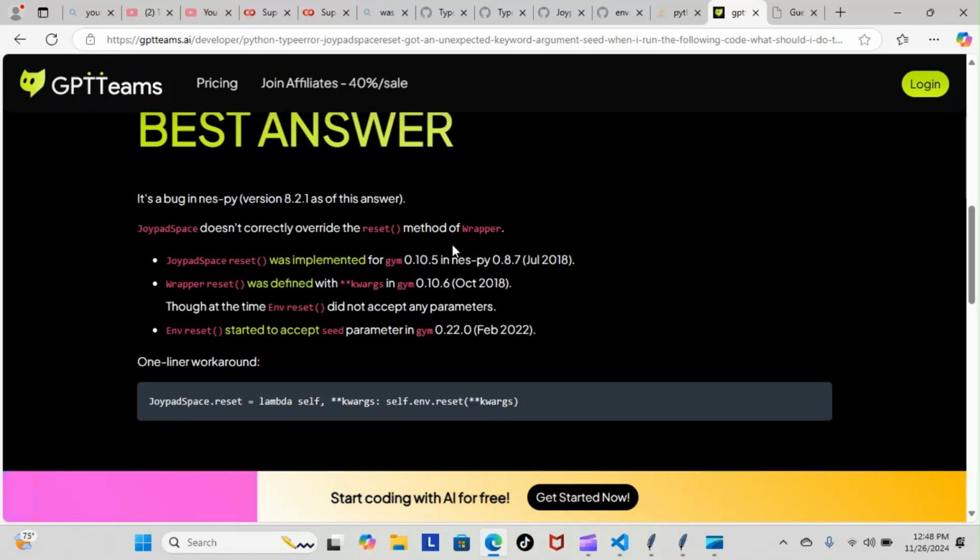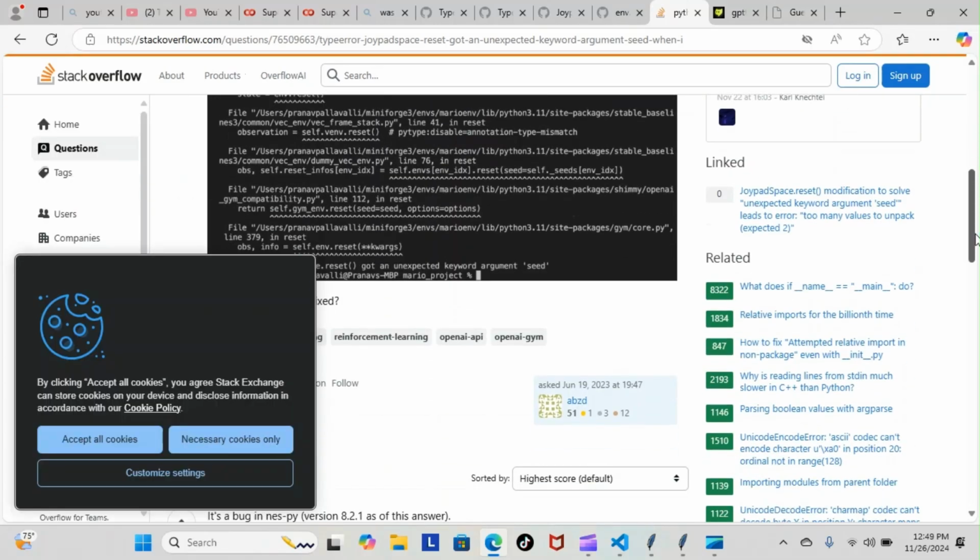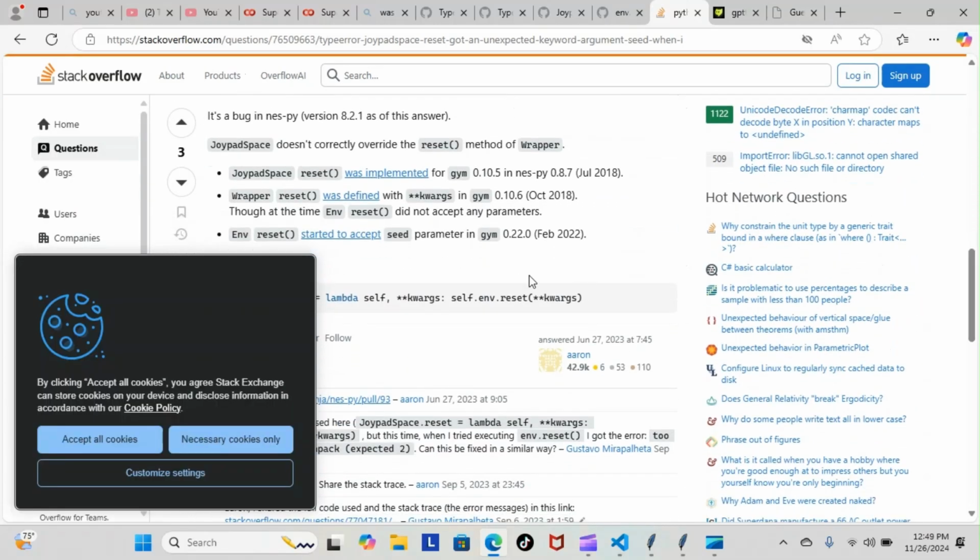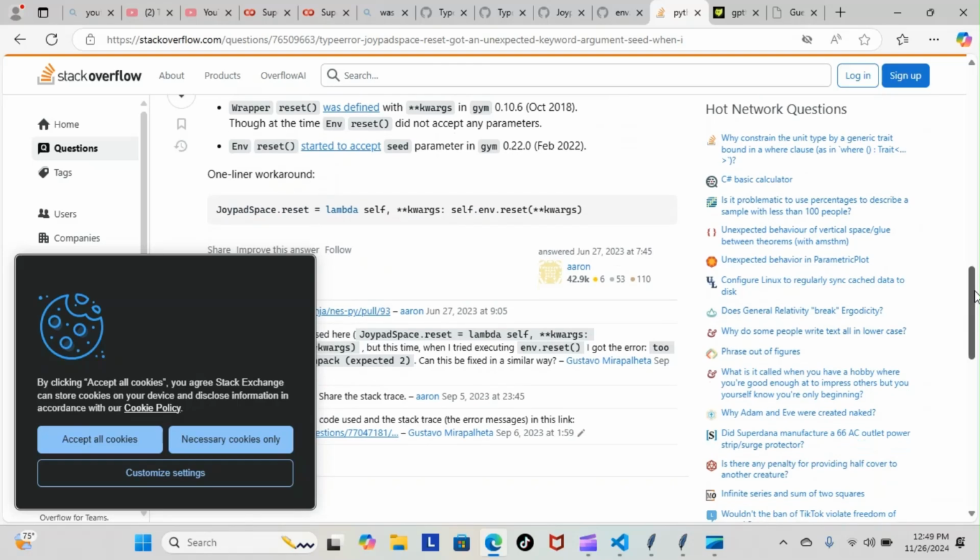This right here is telling me that we could have used the workaround, the joypad reset lambda, and I did some more research on that one to see if it was actually true. I found somebody else who said we could try to use that as a workaround, but unfortunately, when I tried it, it didn't work. And for this person, it didn't work either. You can see it's the same exact code: joypad space doesn't correctly override the reset method. They had the same solution here. Try this. I tried it. It didn't work. I came up with the same error of too many values to unpack. So that was a no go.